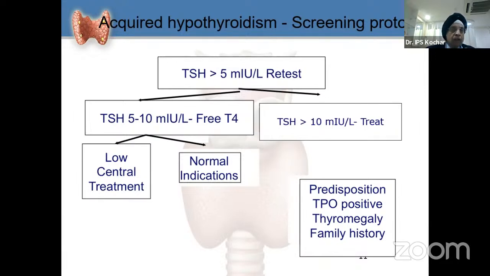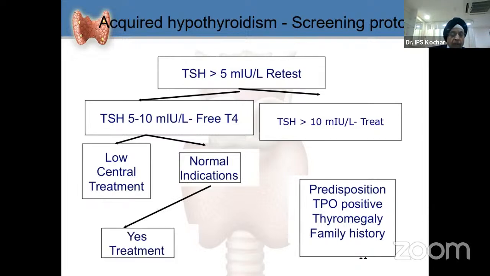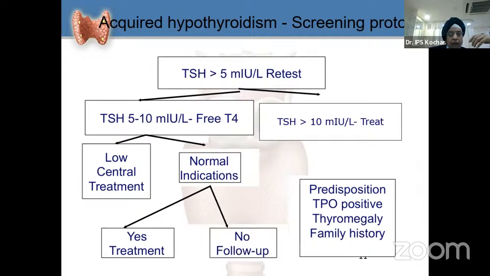So like TPO positive, thyromegaly, family history. These are predisposing factors. So then you have to follow them up to see whether they may go into overt hypothyroidism. This subclinical hypothyroidism may go into overt. Yes, if there is TPO positive or a big goiter, then you might start the treatment. Otherwise, no treatment is required, only follow up.